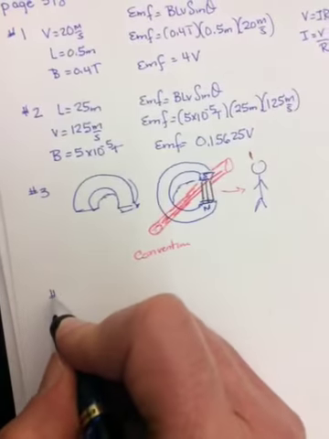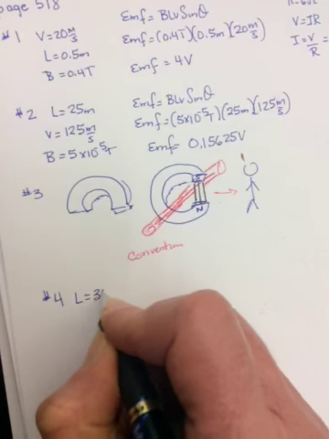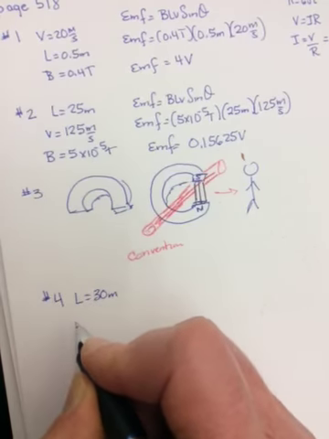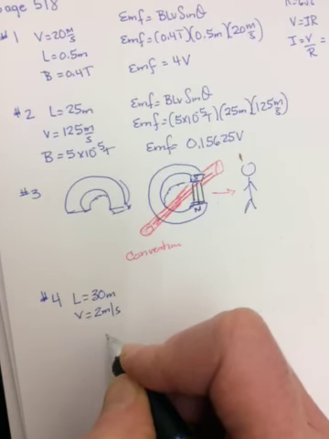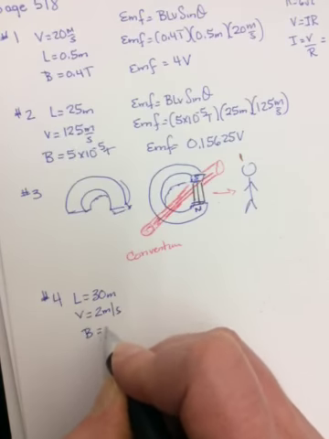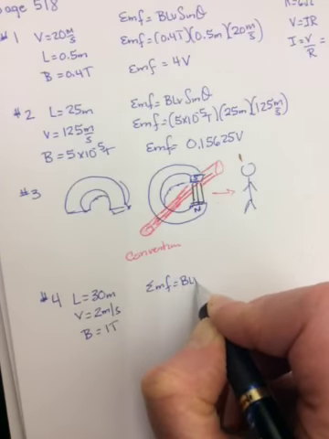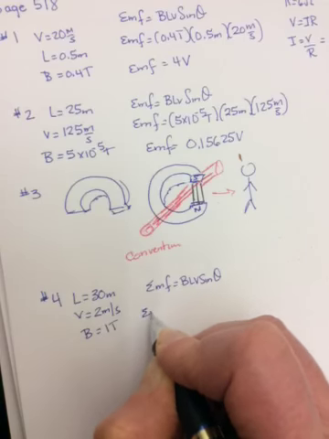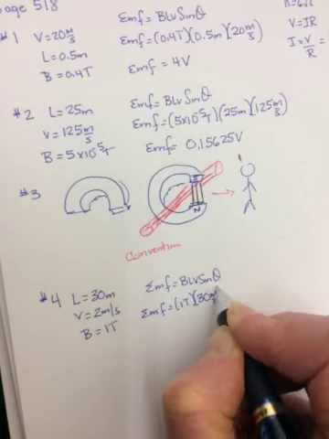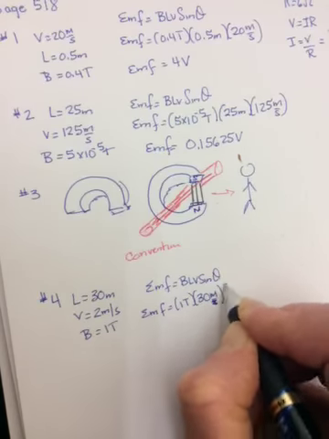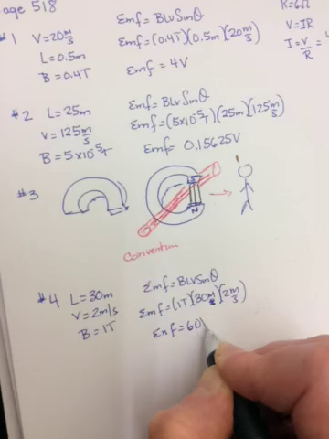All right, number 4 says a straight wire, 30 meters long, moves 2 meters per second, perpendicular, so that means your sine theta is going to be 1, through a 1 Tesla magnetic field. What is the EMF induced? So EMF is equal to BLV sine theta. EMF is equal to 1 times 30 times 2. Definitely higher order math. And hopefully you get something like 60 volts.